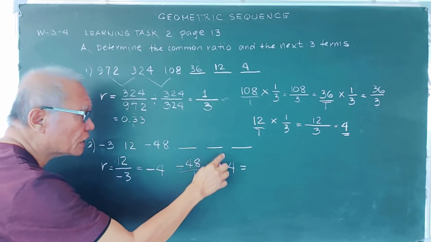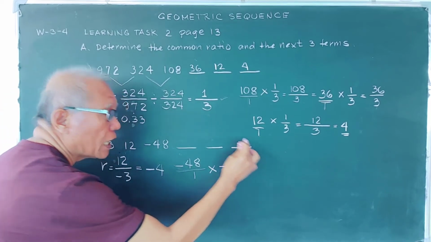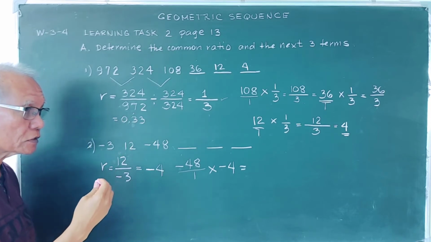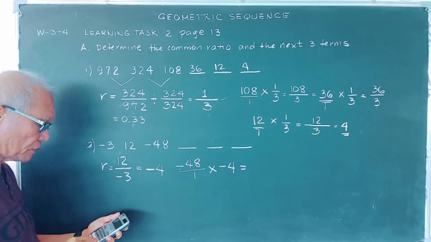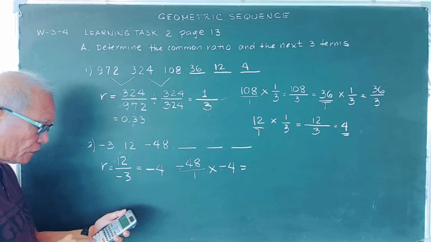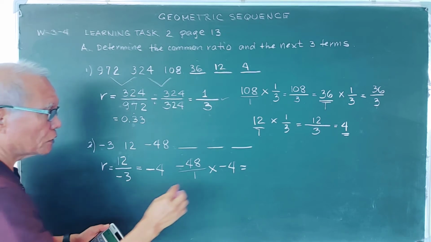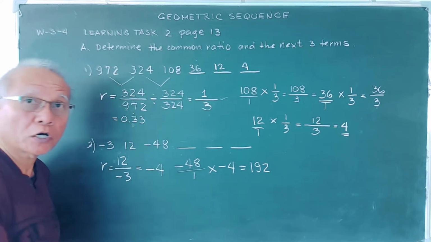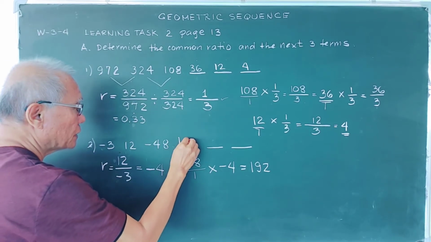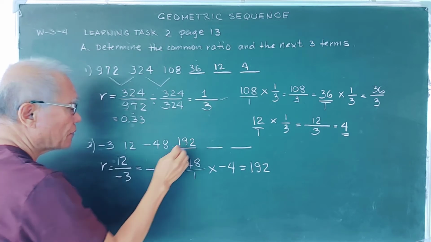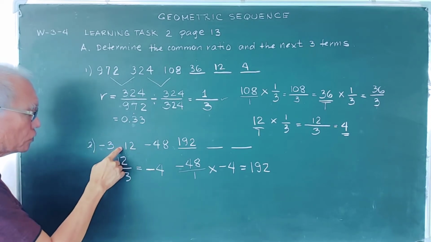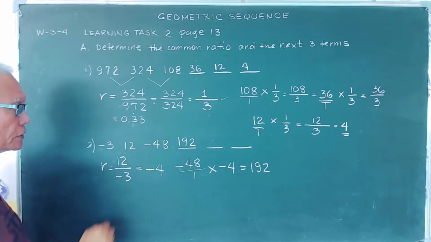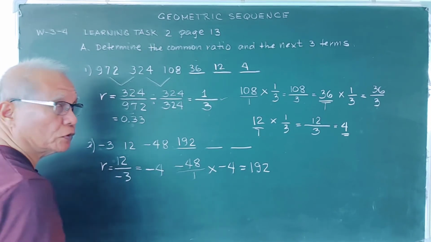Yung negative times negative ay positive. Huwag na natin ilagay yung symbol na cross. Alam natin positive yun. So, itatimes natin yung 48 times 4. So, 192. Okay. Positive. So, ito ay 192. Tama ba? Negative, positive, negative, positive. Titingnan ninyo ang ayos. So, 192.